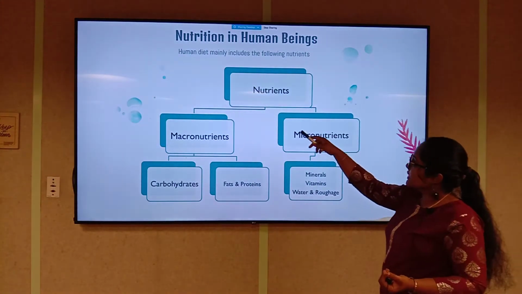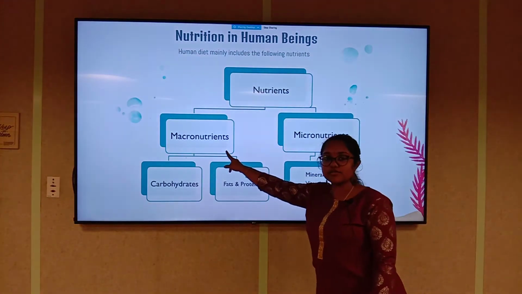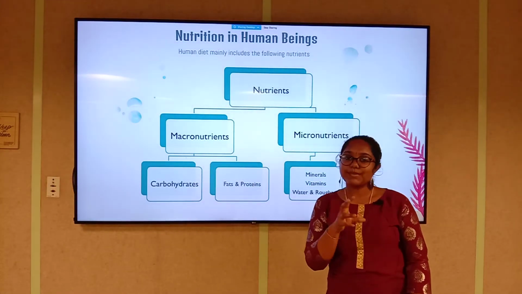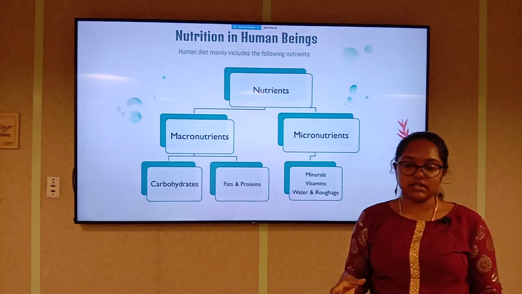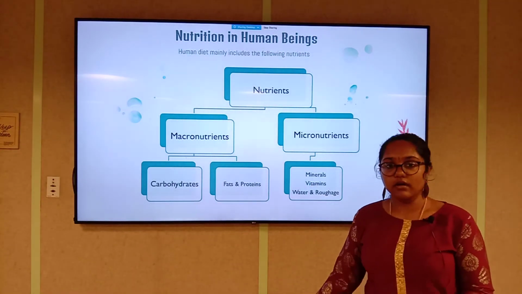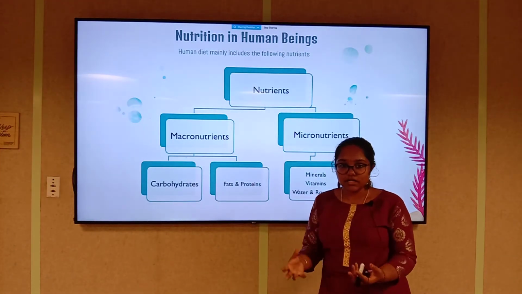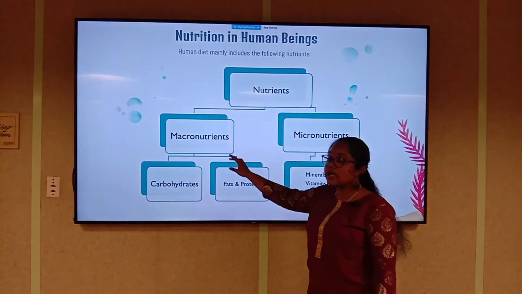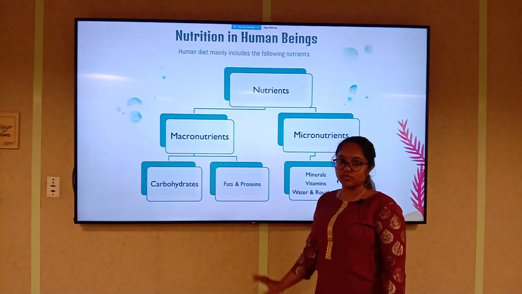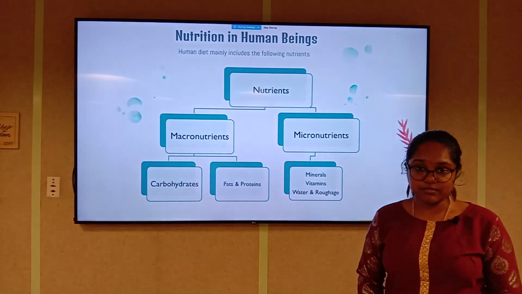So, the human diet mainly includes 2 major nutrients. One is macronutrients, the other one is micronutrients. When you see the terms macro and micro, you will have a general idea. Macro means large, micro means small. Same here. Any nutrient that the human body requires in large amounts is what we call macronutrients. Carbohydrates, fats and proteins are the 3 nutrients which we require in large amounts.